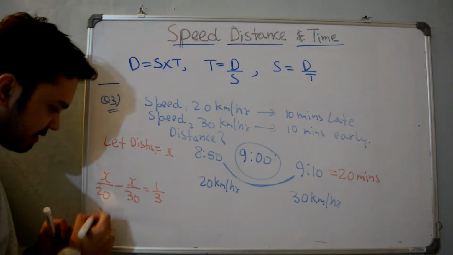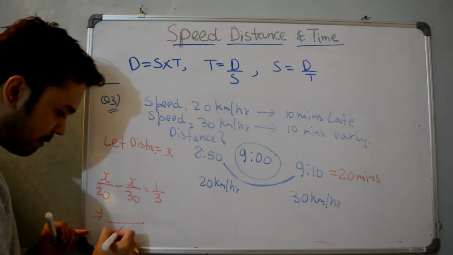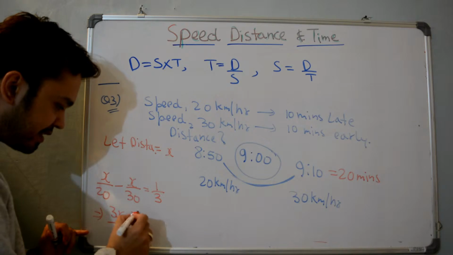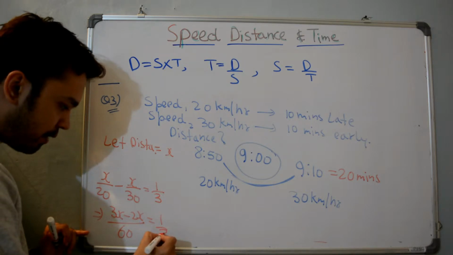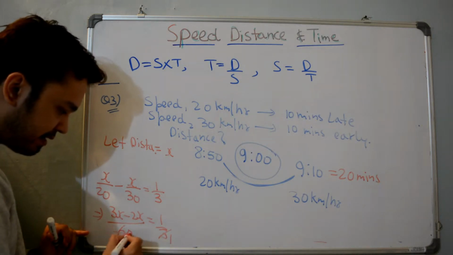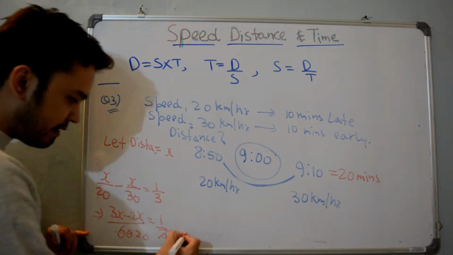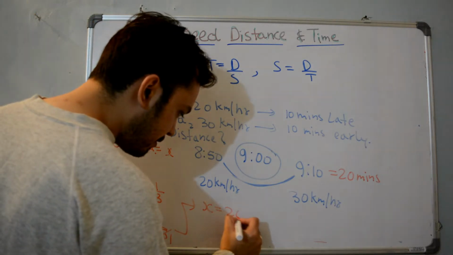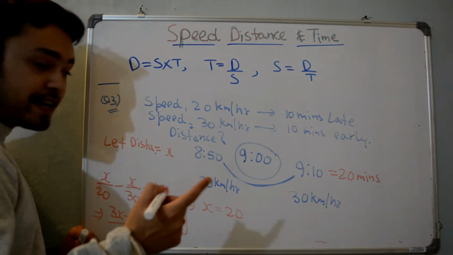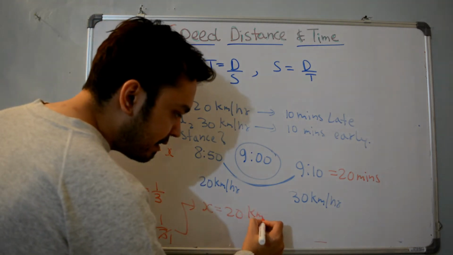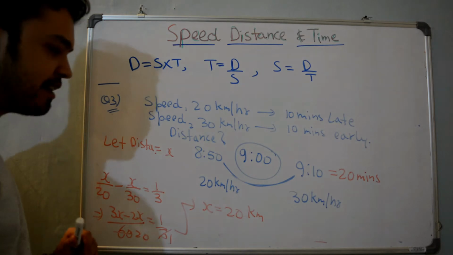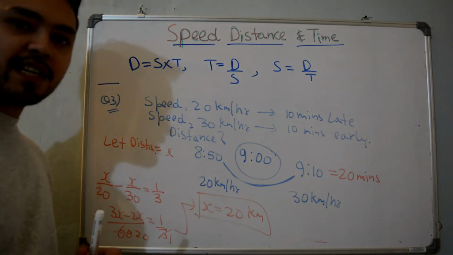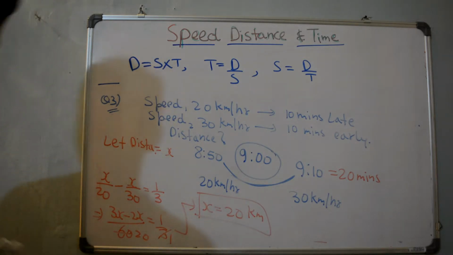Now I would take the LCM, lowest common multiple, which would come out to be 60. I will get 3x minus 2x is equal to 1/3. 3 ones are 3 into 20, and here I would get x is equal to how much? 20. 20 what? 20 kilometers, right? So this is our final answer. I hope it is clear to all of you. Moving on.